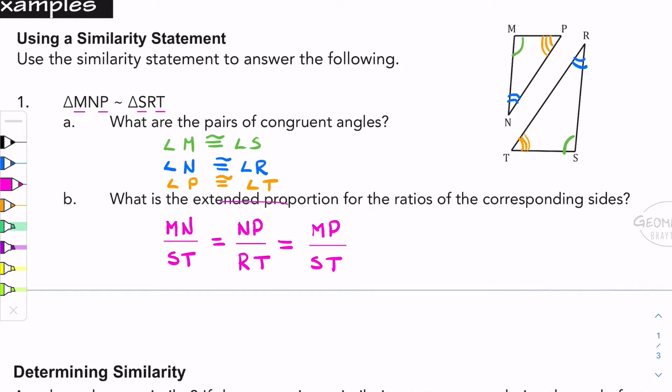Be very careful. These are not congruent statements. These are proportions. So those sides are not equal to one another. They are proportional to one another. Think about when you enlarge the size of a photo. If you keep the dimensions the same and you make it bigger, it's a proportional photo.